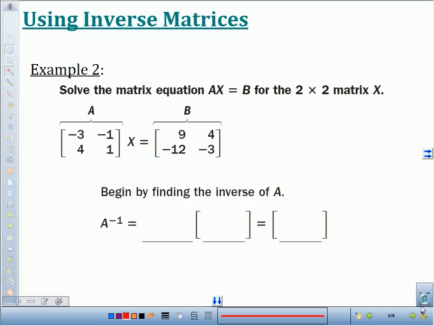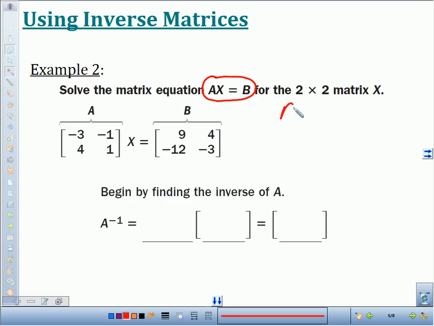Alright, so we're going to see how we can use this inverse to solve a matrix equation. To solve a matrix equation, what we're going to do is start by finding the inverse of A. Before we actually get started here, I want to take a look at what my equation looks like. This is the form of the equation if we ignore the fact that these are matrices. We have matrix A times matrix X, the capital X means matrix X, equals matrix B. So two matrices being multiplied together equals another matrix.